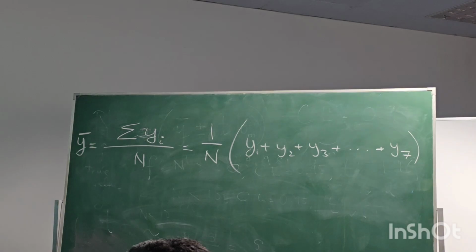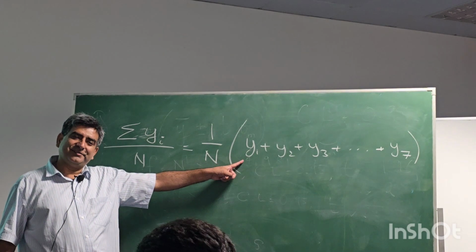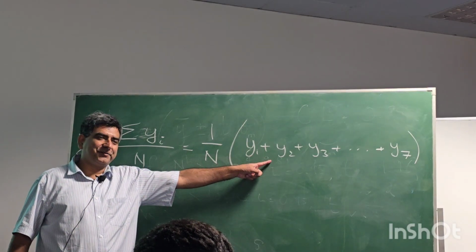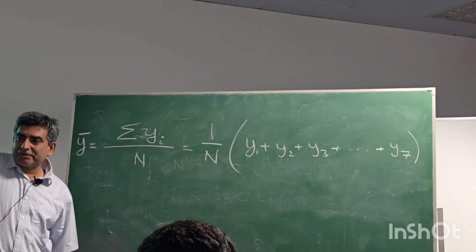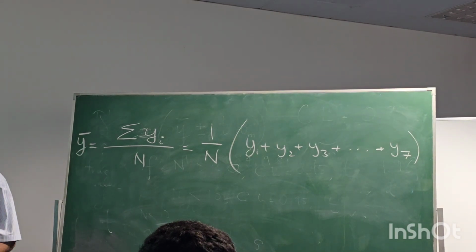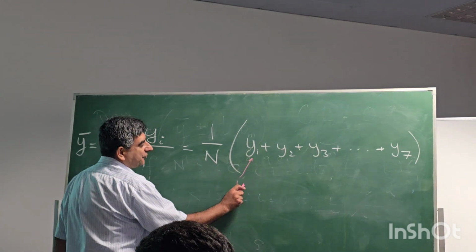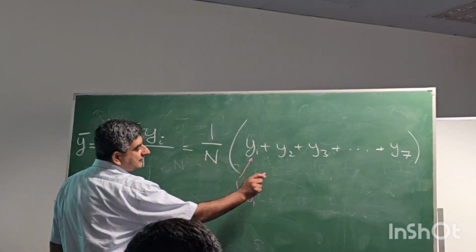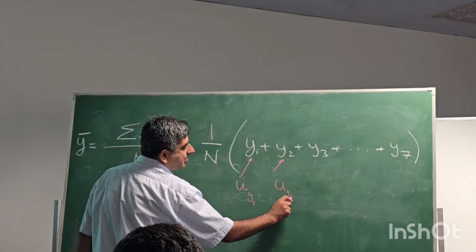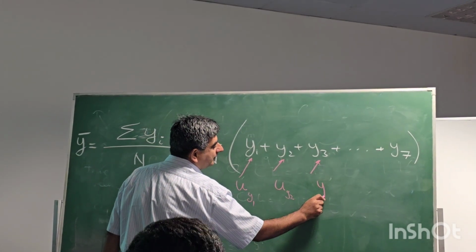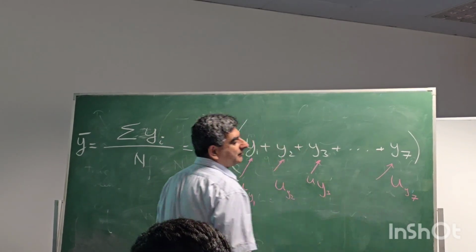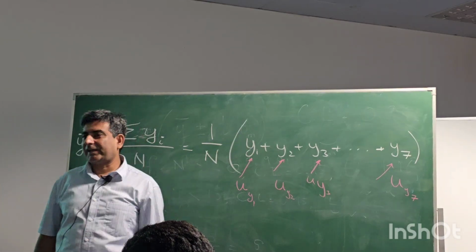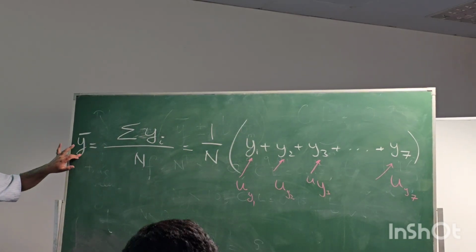Now I want to do the type B calculation. Now the type B calculation means that there is some uncertainty in this y, some uncertainty in this y, and so on. So with each of these values there is some uncertainty, right? So there is some uncertainty associated with this, u of y1, some associated with this, u of y2, u of y3, and so on, u of y7. So if all of these values are uncertain, this mean will also be uncertain.